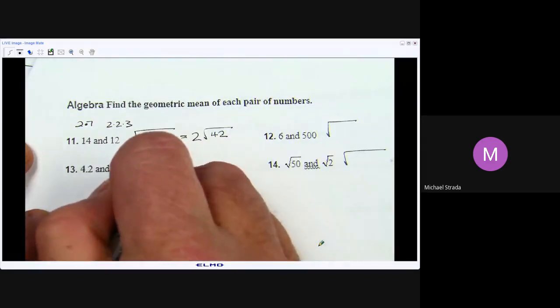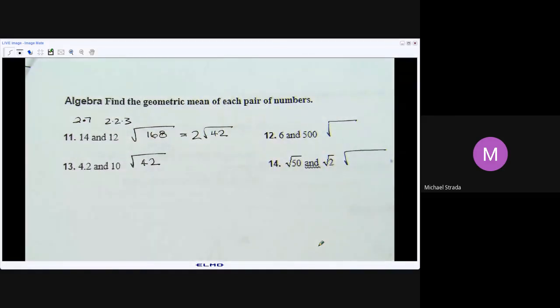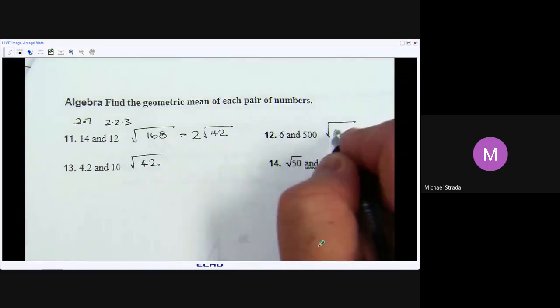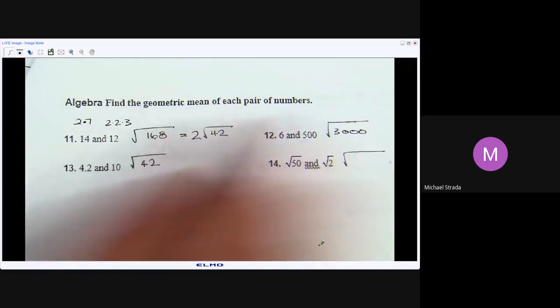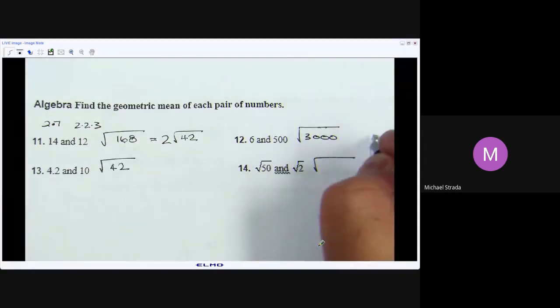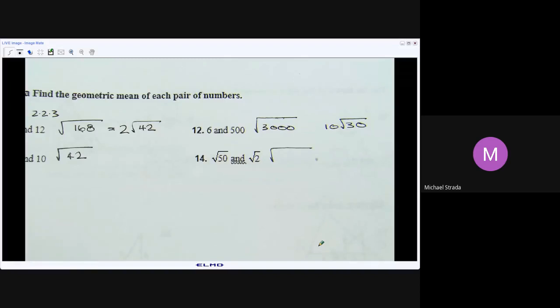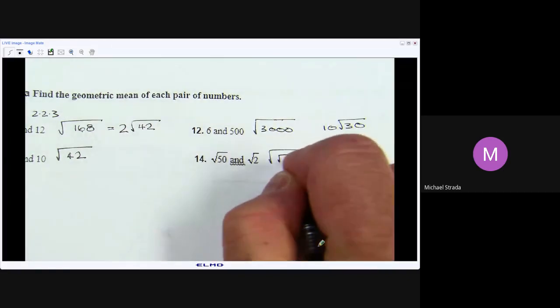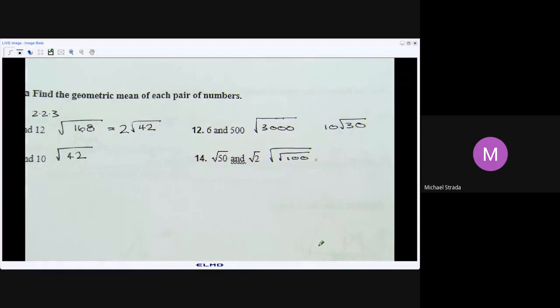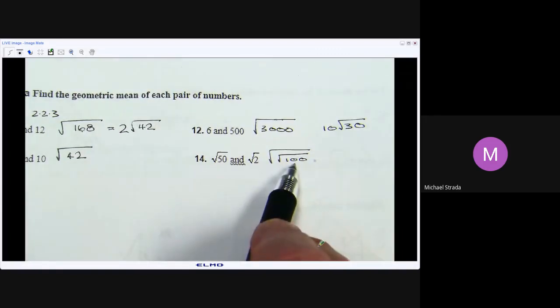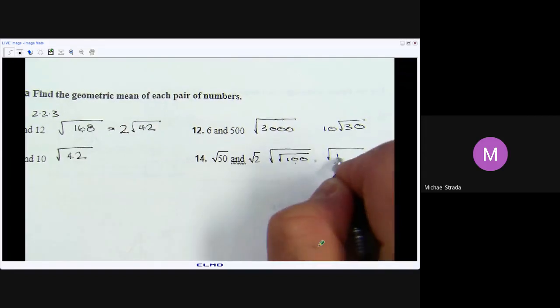Which brings us down to number 13, because 4 times 2.2 times 10 is also 42. All right. 6 times 500 is 3,000. I know 100's going into it. Square root of 100 is 10. So it's 10 square root of 30. All right. Now 14 is the square root of 50 and the square root of 2. So this isn't a big deal this year, but it's a double square root. What's the square root of 100? 10. So that would be the square root of 10.